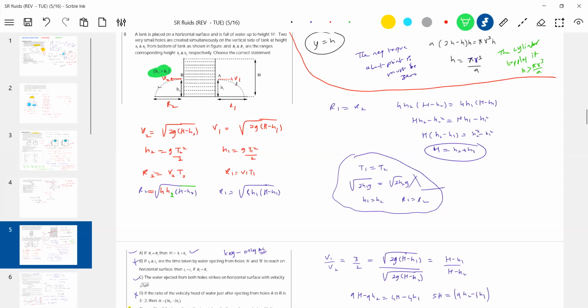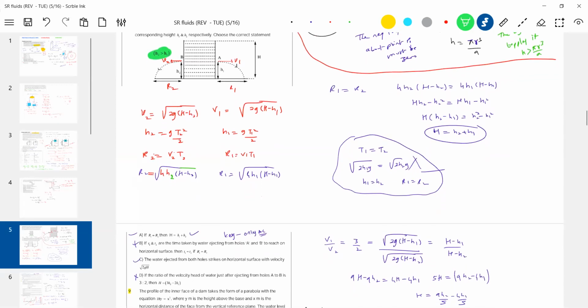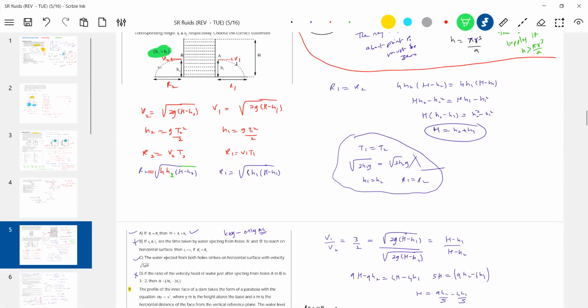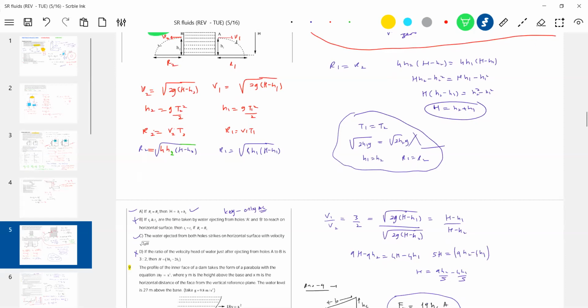And the last part: if the ratio of velocity head of water just after ejecting from holes A to B is 3:2, then capital H equal to 3H2 minus 2H1. V1 by V2 is putting 3 by 2. I'll solve it. Then I'll end up with an equation of this kind. 9H2. Check one's calculation. I think, is it okay?